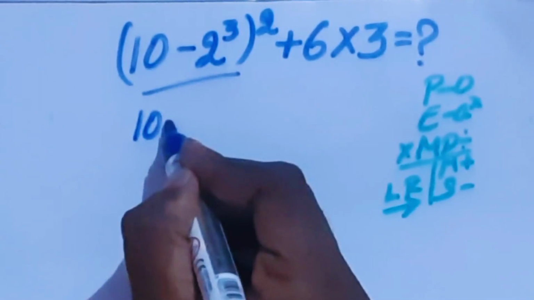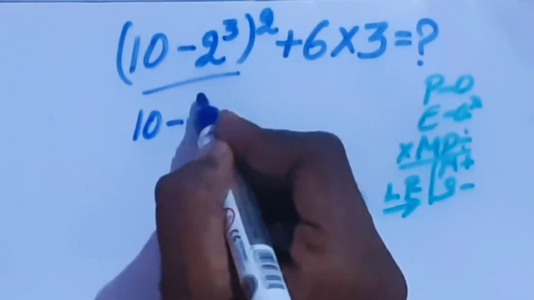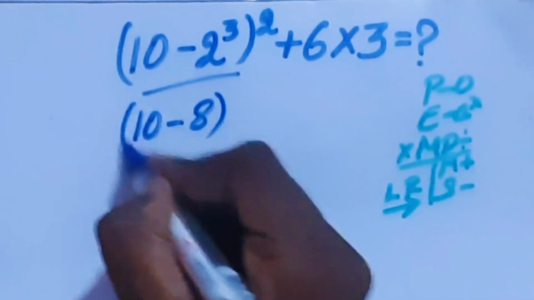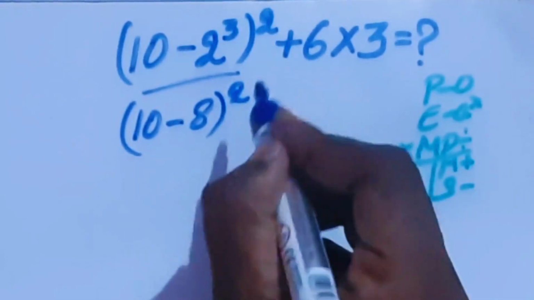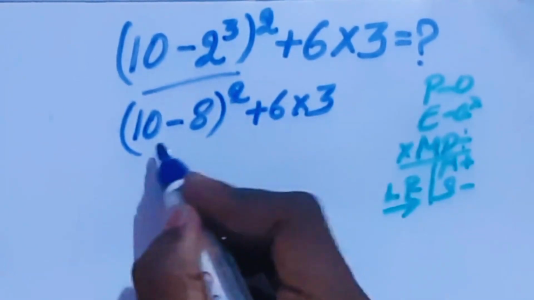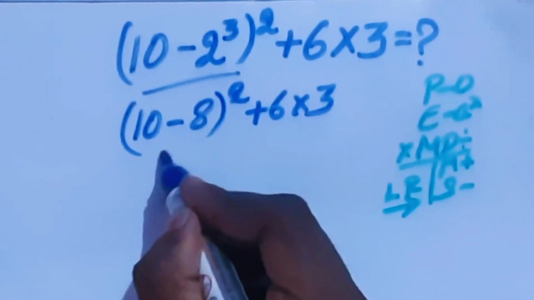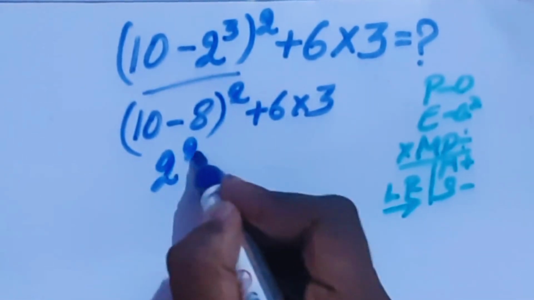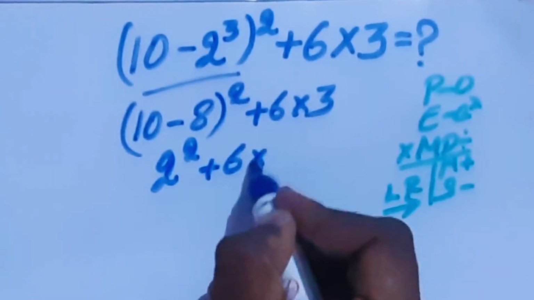Here 10 minus 2 power 3 is 8, in bracket, whole power 2 plus 6 times 3. Here 10 minus 8 is 2 power 2 plus 6 times 3.